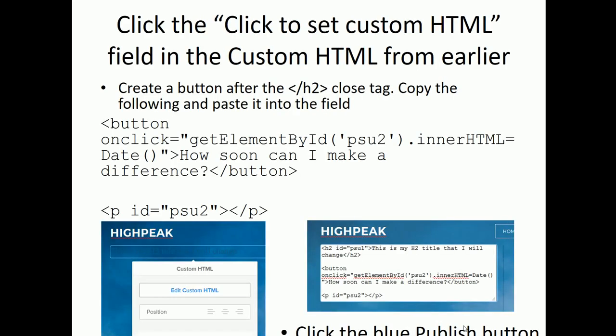Then we're going to add JavaScript. We're going to add a button. So we're going to, again, go into that, click to Set Custom HTML. We're going to add our button there, and we're going to add a paragraph tag.